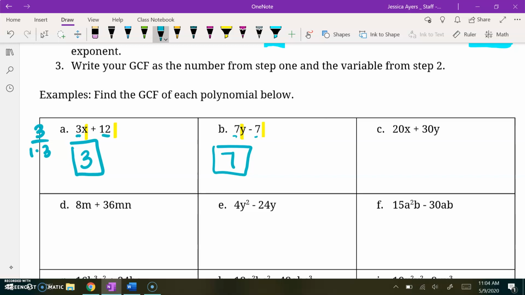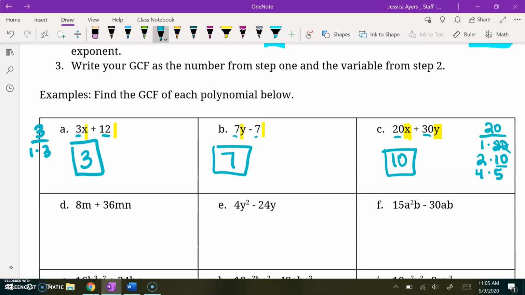So when you did C, you should have first focused on the 20 and the 30. Making the factors of 20, you have 1 and 20, 2 and 10, and 4 and 5. Since 20 doesn't go into 30, we know 20 can't be the GCF, but 10 does, so we know that 10 is part of the GCF. When we look at the variables, we see that we have an x and we have a y. Those are not alike, so 10 is our GCF.